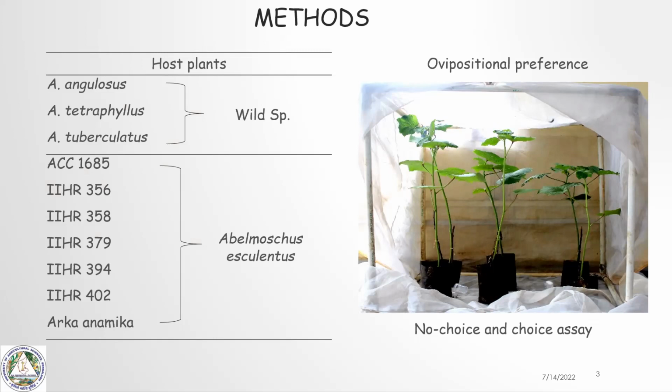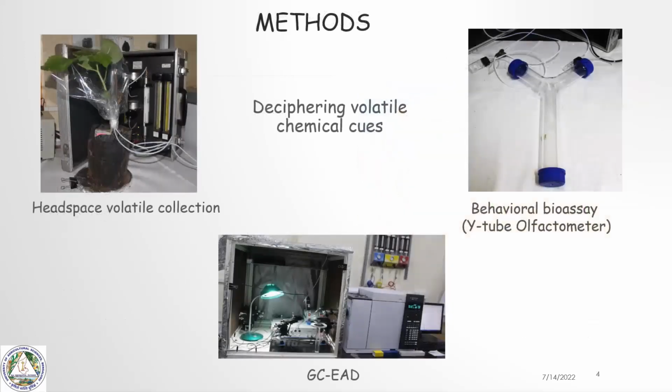In the case of the no choice assay, each of the 6 chosen host plants was exposed to the gravid female moth, one at a time. After 72 hours of exposure of the moth to the host plants, the mean number of eggs laid on the host plant was recorded. For the identification of host plant volatiles, fresh host plants were used for volatile collection by employing an air entrainment system.